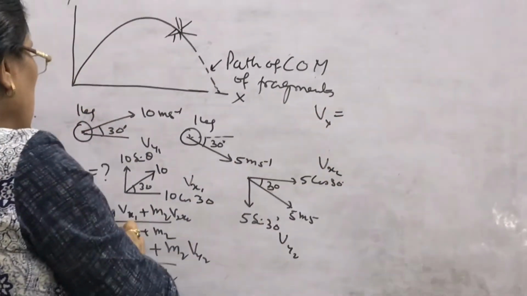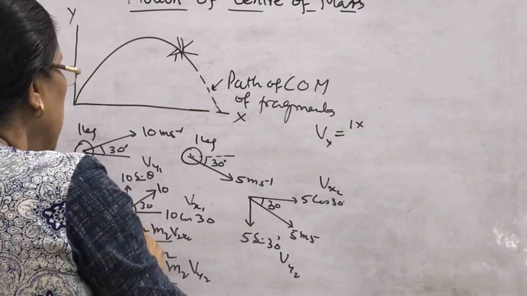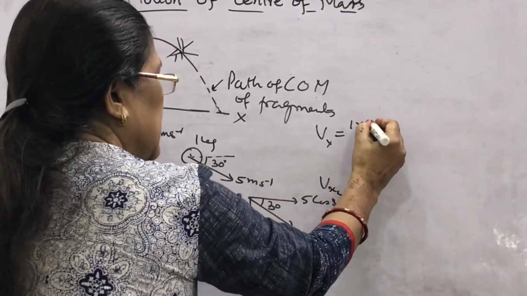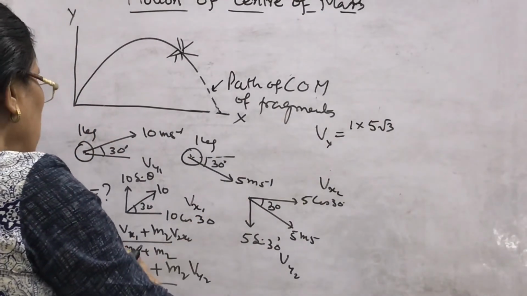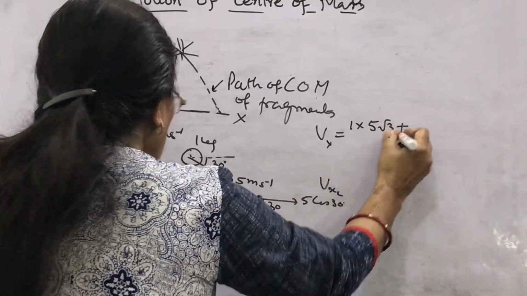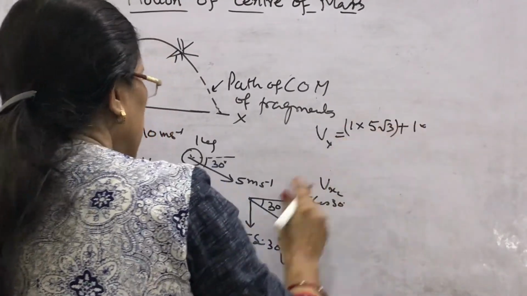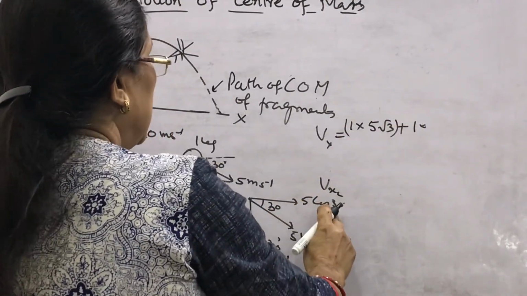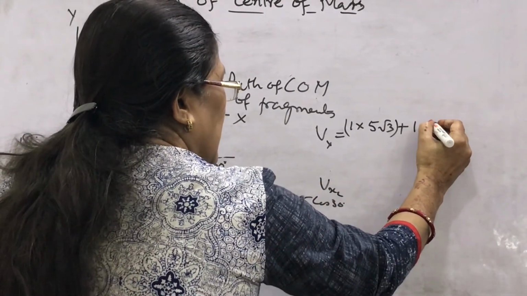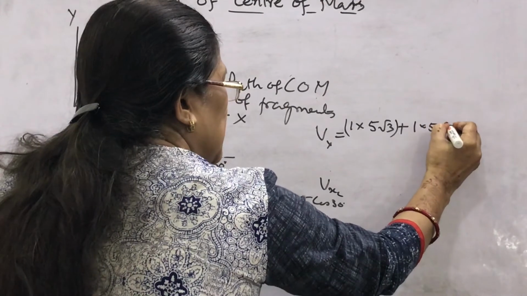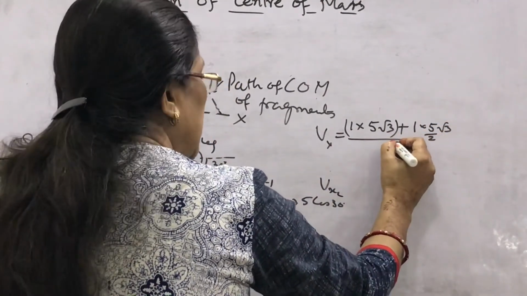This is Vx. What is M1? 1. So 1 into Vx1, and Vx1 is 10 cos 30, that is 5 root 3, root 3 by 2. Okay, upon plus M2. M2 is 1, and into what? This 5 cos 30. What is this? This is again 5 root 3 by 2, and upon m1 plus m2, that is 2.